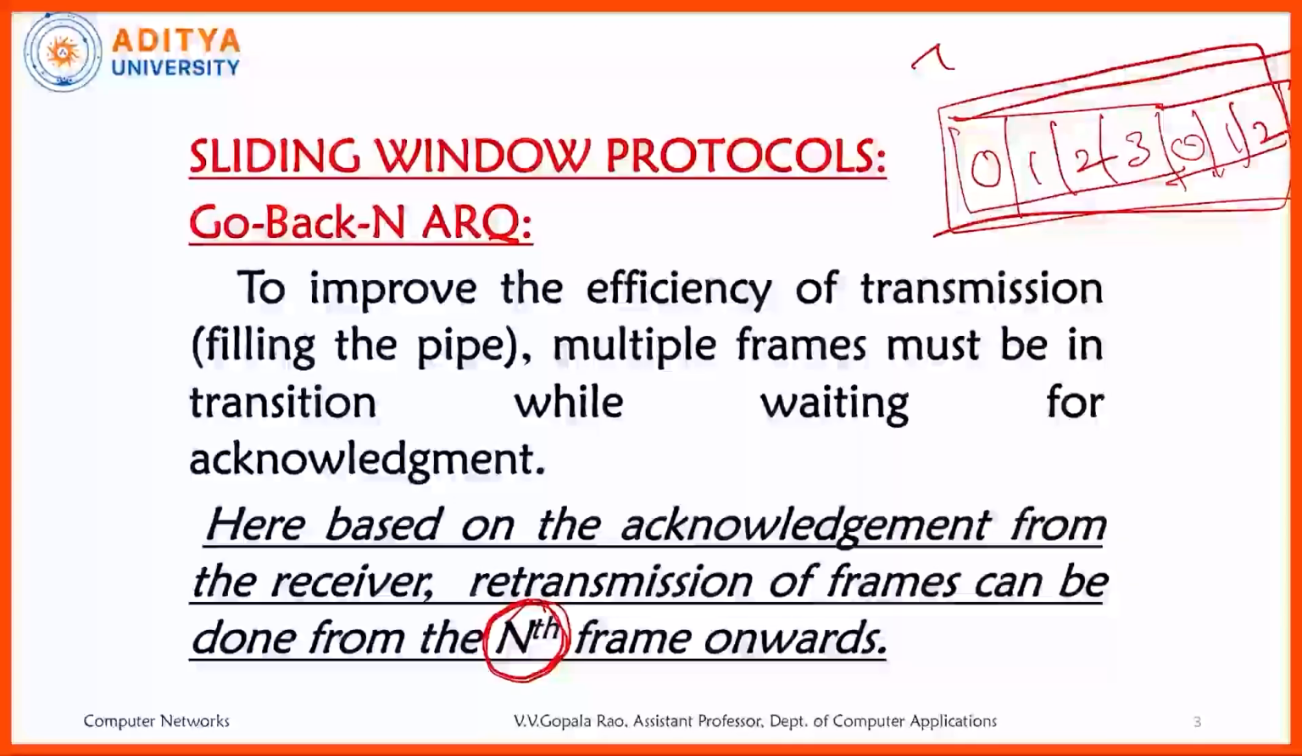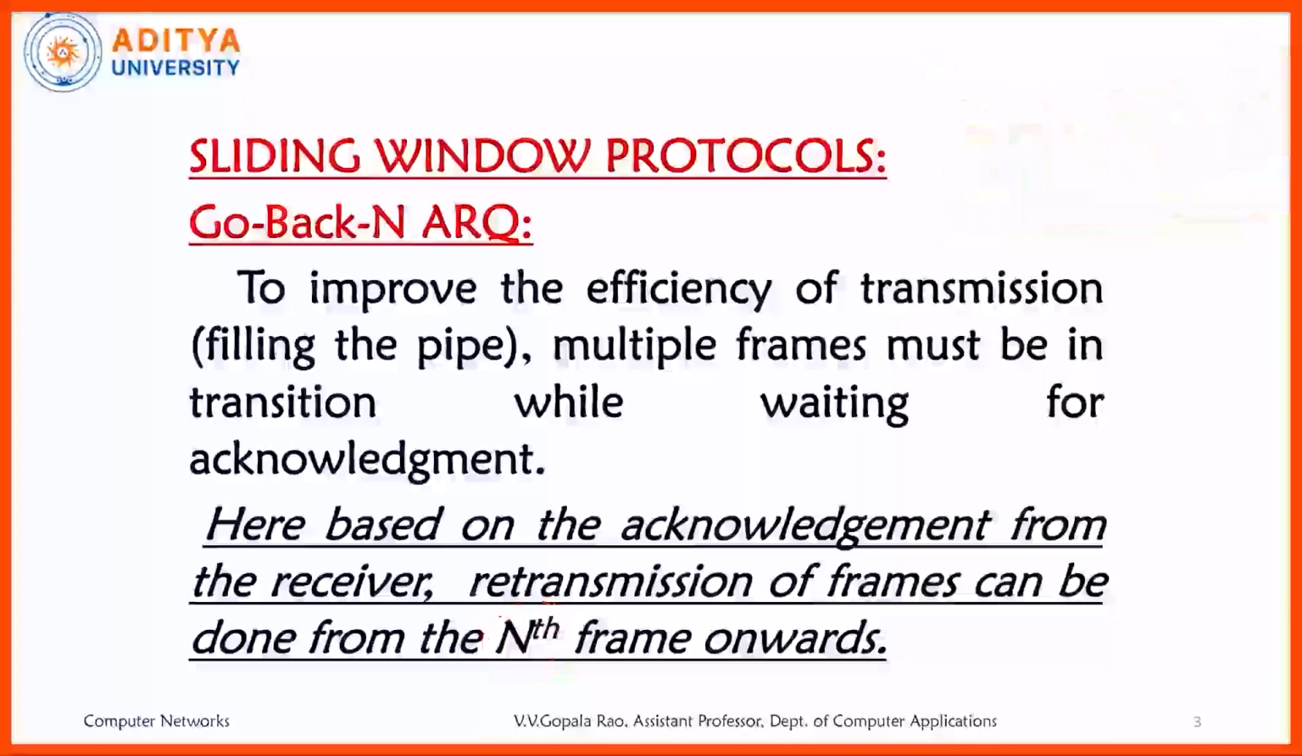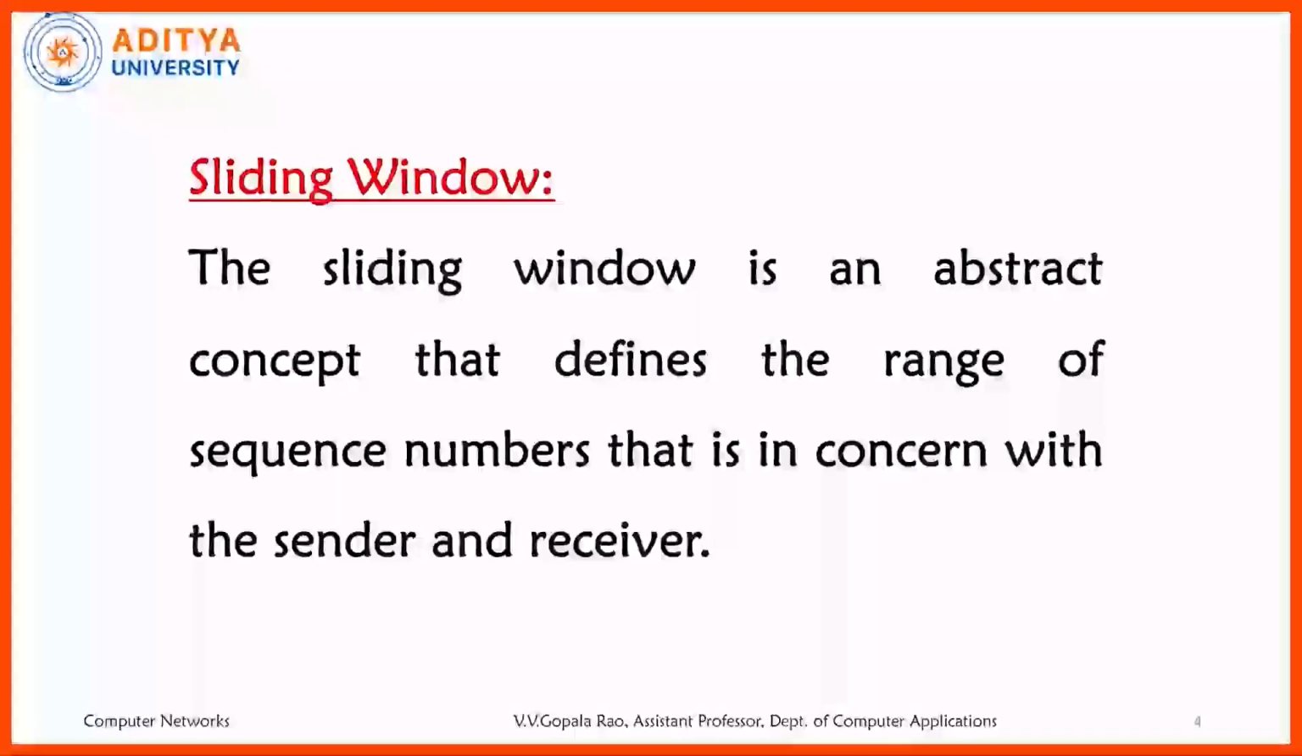That is why this sliding window protocol, especially Go-Back-N ARQ, is a very interesting procedure by which you can control the flow and also the error control. Sliding window, of course, is an abstract concept that defines the range of sequence numbers that is of concern to the sender and receiver, which we are going to see in the actual scenario.